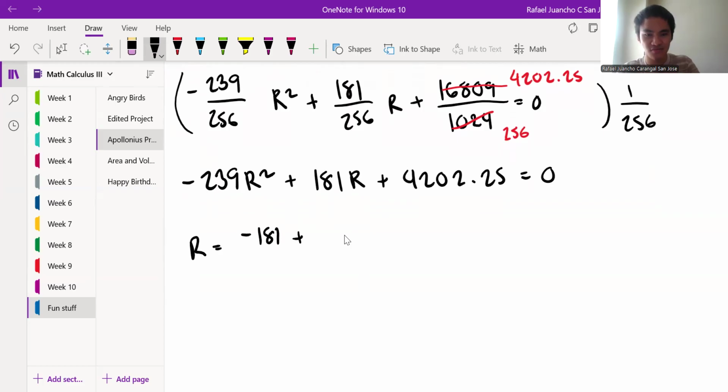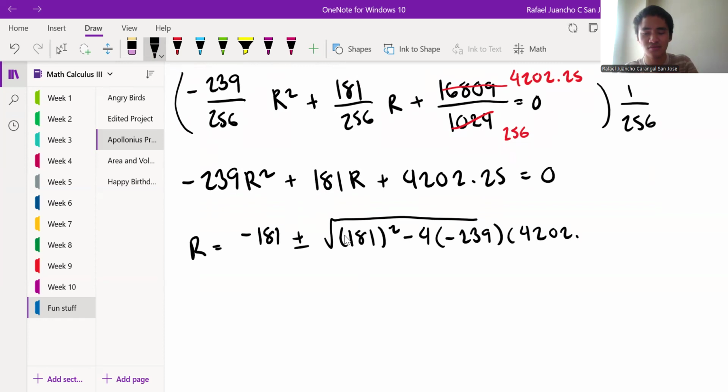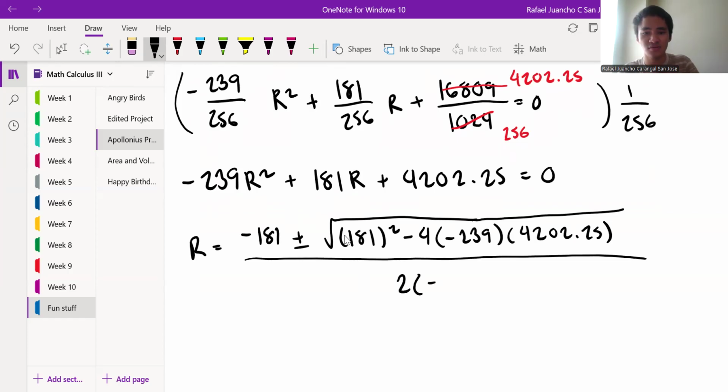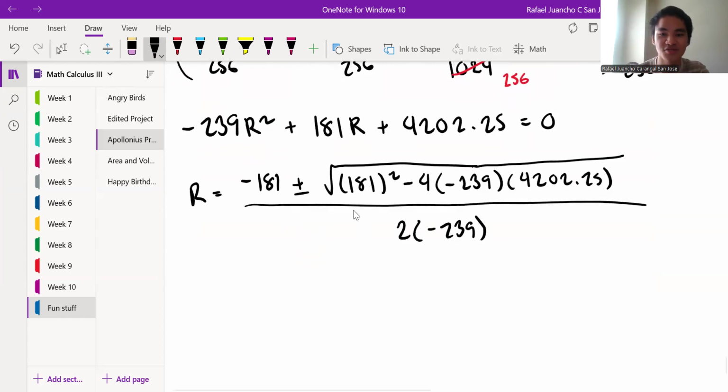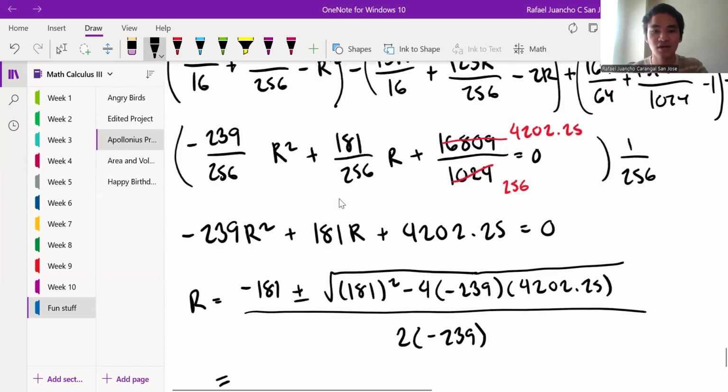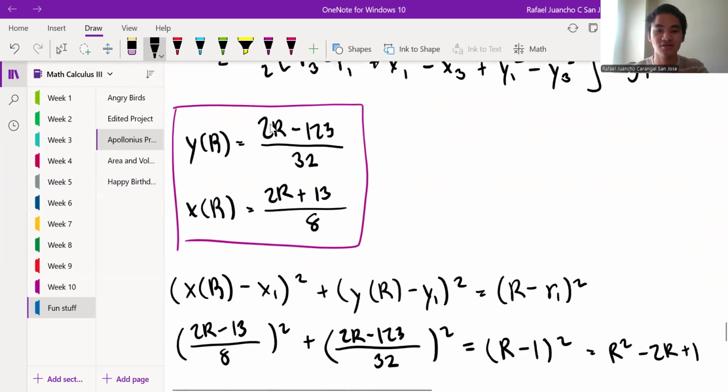Negative b plus minus square root of b squared minus 4ac, all over 2a. Don't ask how I memorized that. Negative b plus minus square root of b squared minus 4ac over 2a. Okay, so this is just my r, right? And once I get my r, I can actually plug it in here and then get some x and y value.